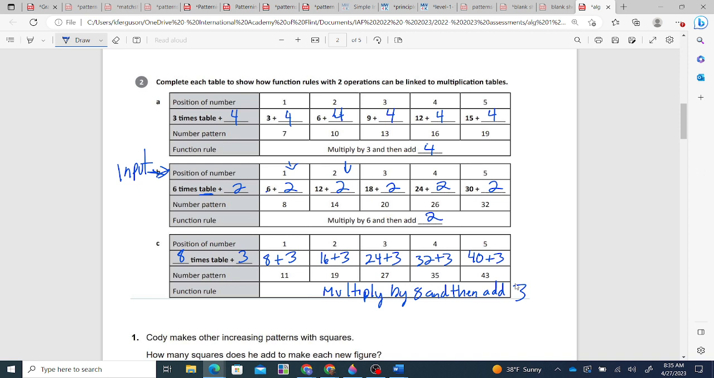So anybody got any questions? So that's how you work a problem like this. You just think about it and you play with the numbers until you find what works for everything.